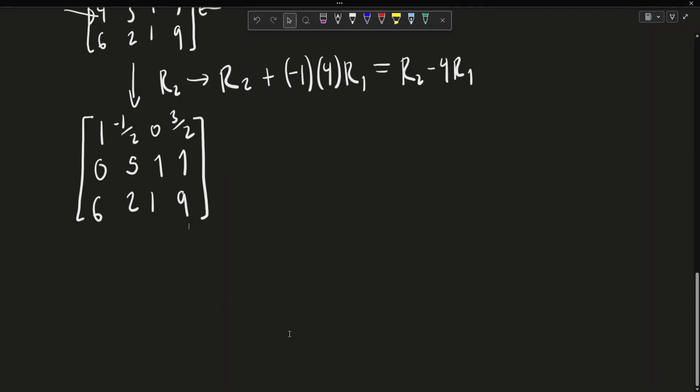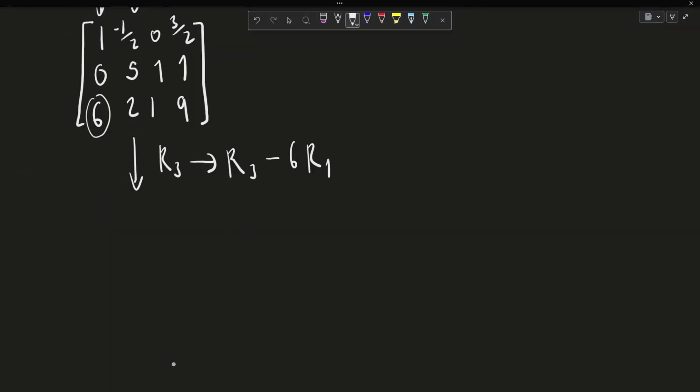Again, we want to make sure that all of the values below each pivot are 0. So since we've identified this 1 to be a pivot, this 6 must also be a 0. So we'll do the same thing with the third row, which is row 3 will be transformed into row 3 minus 6 times row 1. And here again we observe that row 1 and 2 are unchanged.